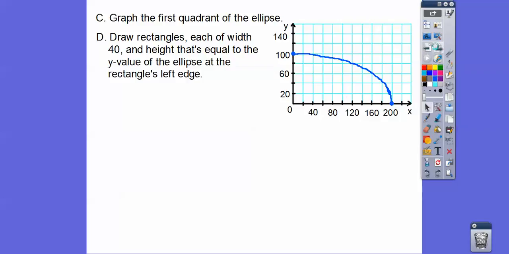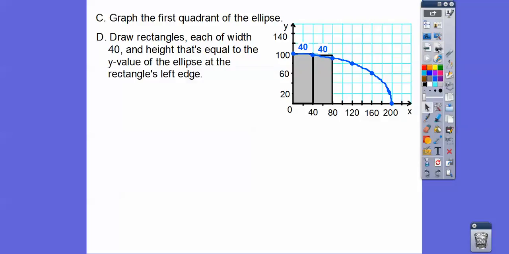So let's draw one right here. So there's one. So the height is this 100 right here. Okay, this is the left edge of the rectangle right here. So the next left edge is going to be right there where the ellipse hits that rectangle. So it's going to start right here and go out to here, 40. So the next one is going to start right here and then go over here 40, and the next rectangle is going to be right here. So the left edge is going to be the height of these rectangles right there.